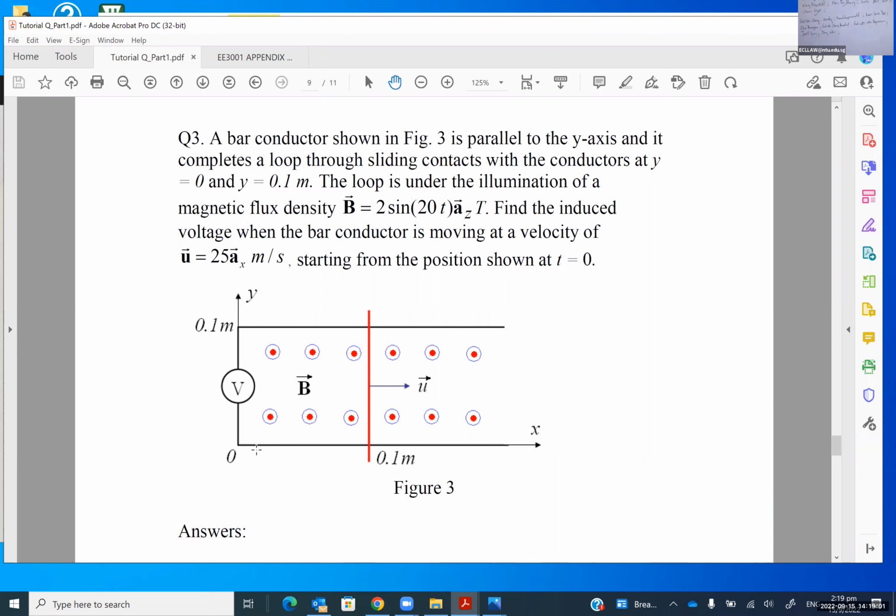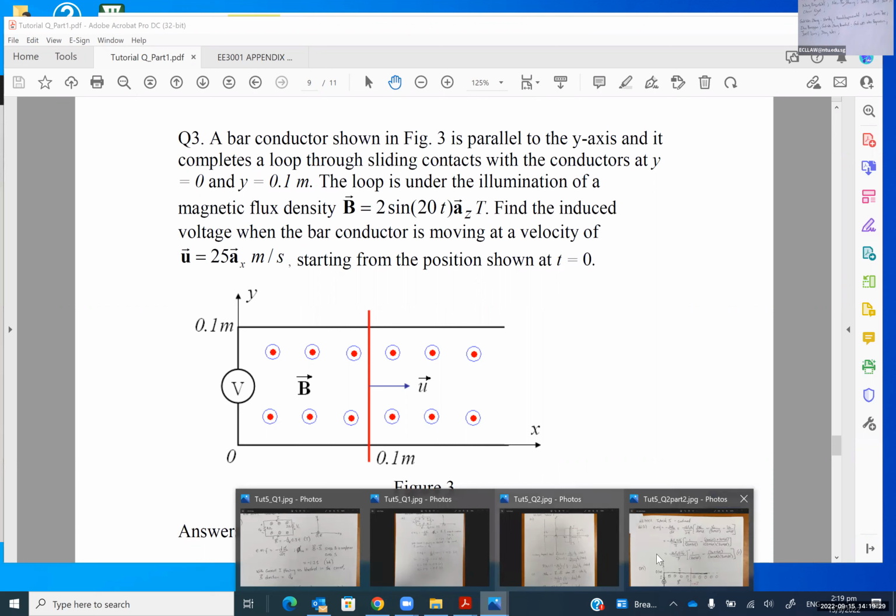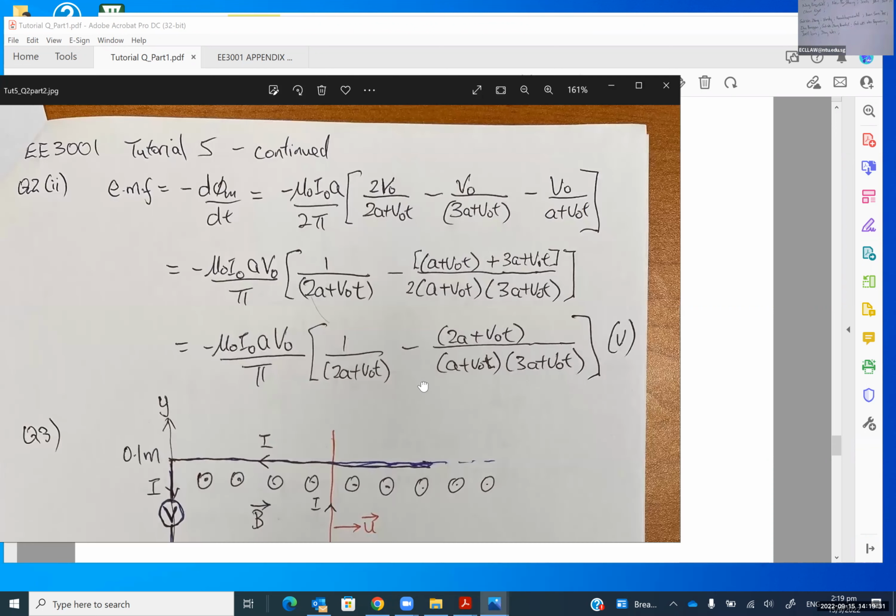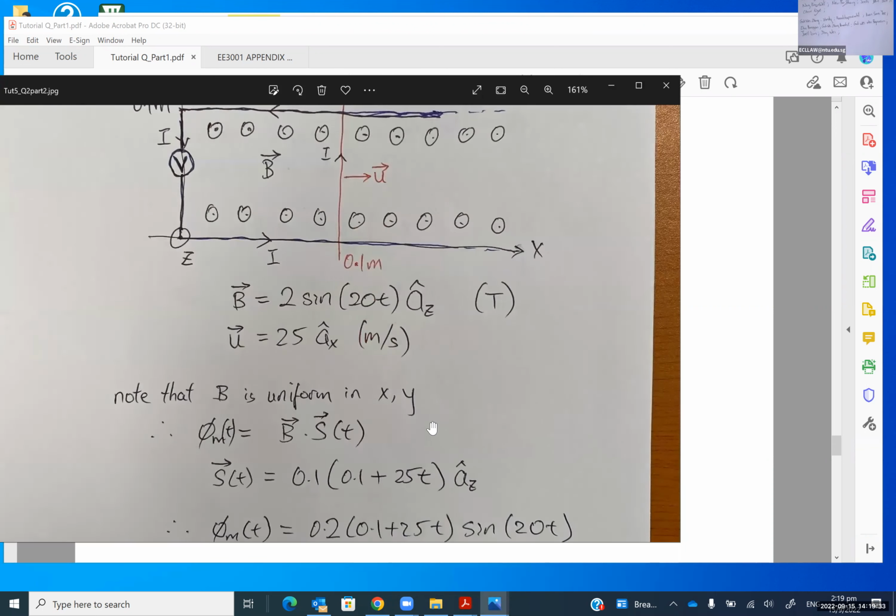So what is the total area at time t? The Y length is 0.1, fixed, doesn't change with time. The X length at time t, what's the X value? This one. 0.1 plus 25t, right? Okay, so that's your area. So that's my answer here.